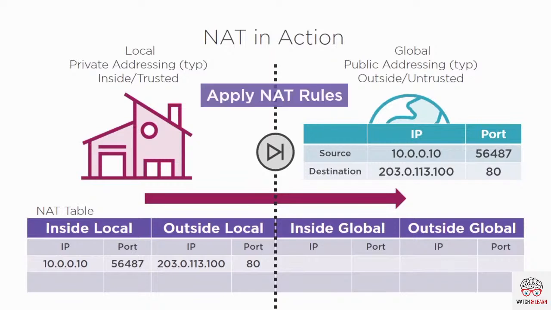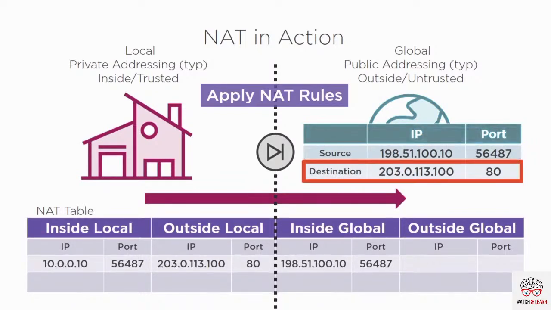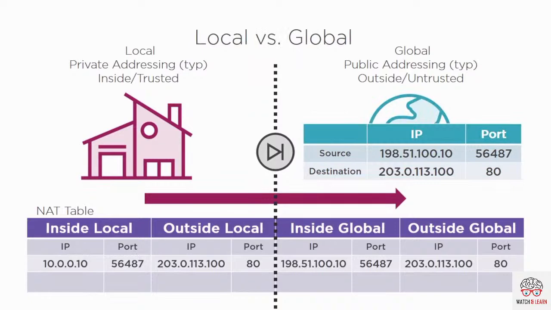So we're going to apply our NAT rules here. We're going to grab the public IP address from the outside interface of our firewall, which in this case is 198.51.100.10. We're going to record that in our NAT table as our new inside global IP address. So when the packet is on the global side of the network, the source IP address is going to be that public IP. So we change our packet header. Before we forward that message on, we need to record our outside global address, which is again our destination address. Now we can forward that message out to the internet.